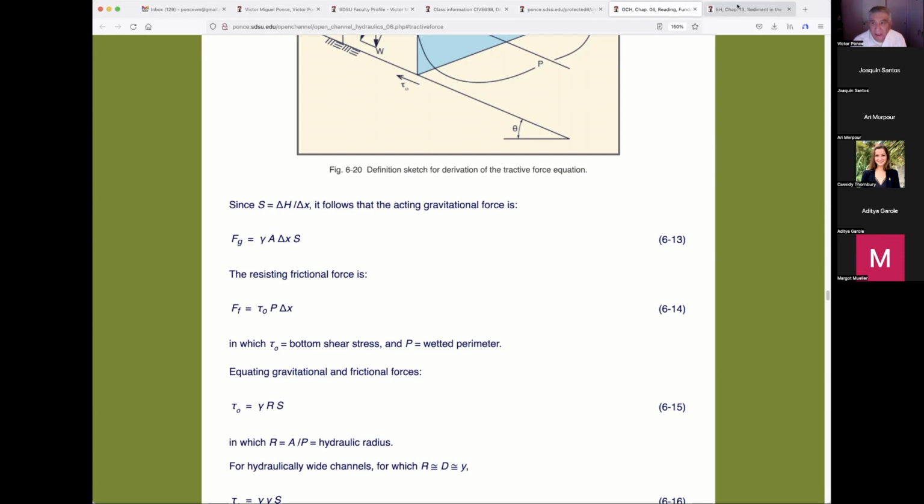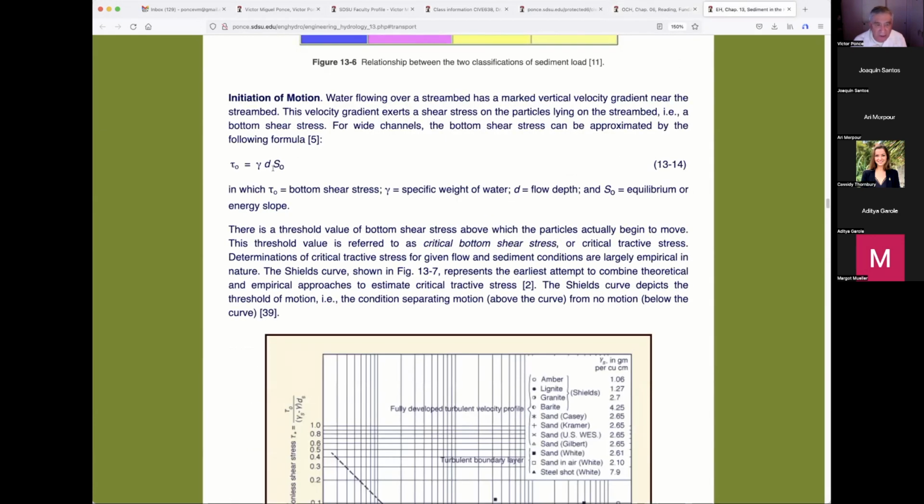Gamma RS. Now, if we go back in here, you will see gamma DS. So what's the difference? YR and YS? Well, R is the real value, but oftentimes, since we're talking about a hydraulically wide channel, we can replace the R with the D, which is the depth, the flow depth in a channel.